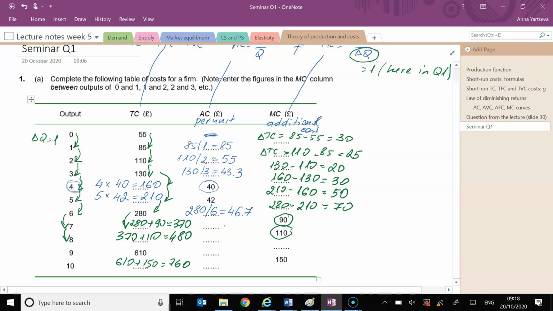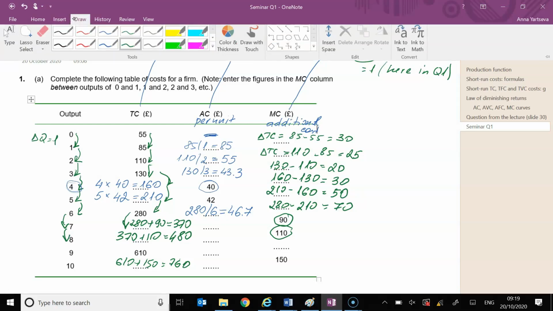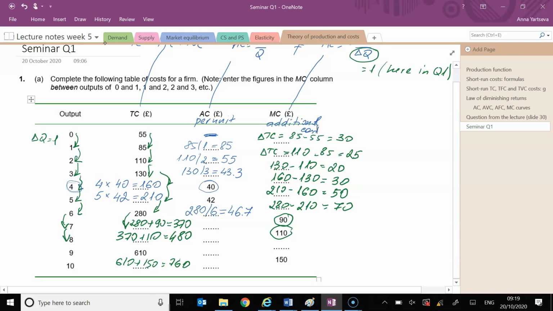Now let's fill in the rest of the table. Now we can proceed using our previous case. Let me keep blue here because we are following the standard procedure. If it cost us 370 to produce 7 units, it means that each unit will cost us 370 divided by 7, which is 52.9. Next, 480 pounds spent to produce 8 units implies that we are spending 60 pounds per unit.